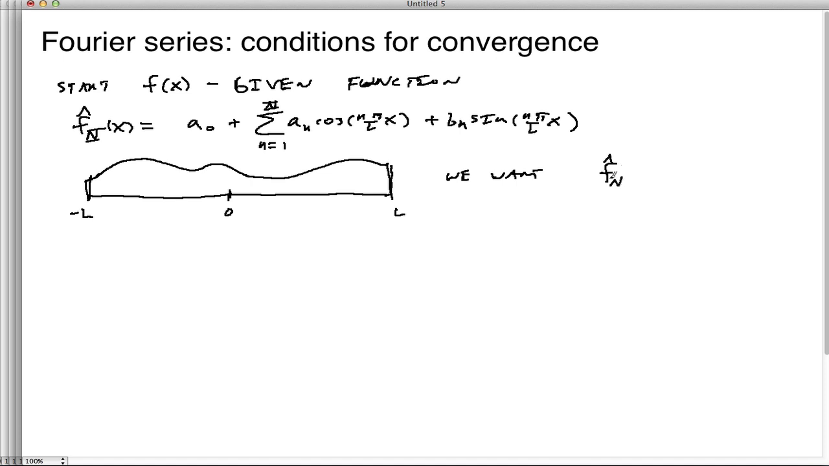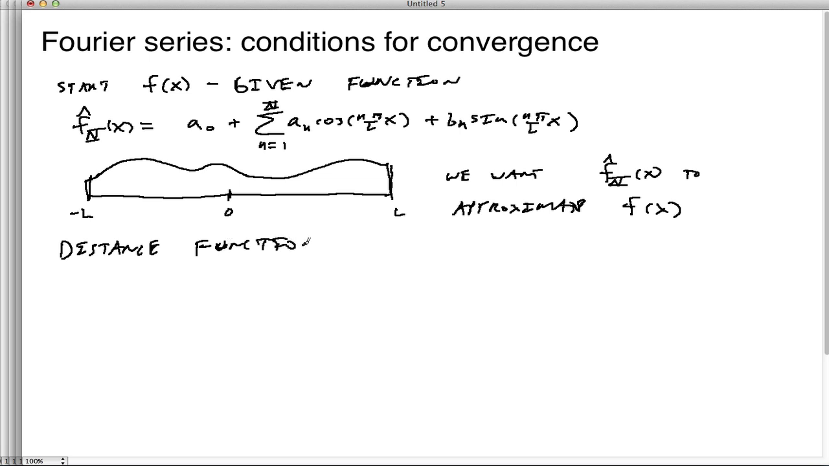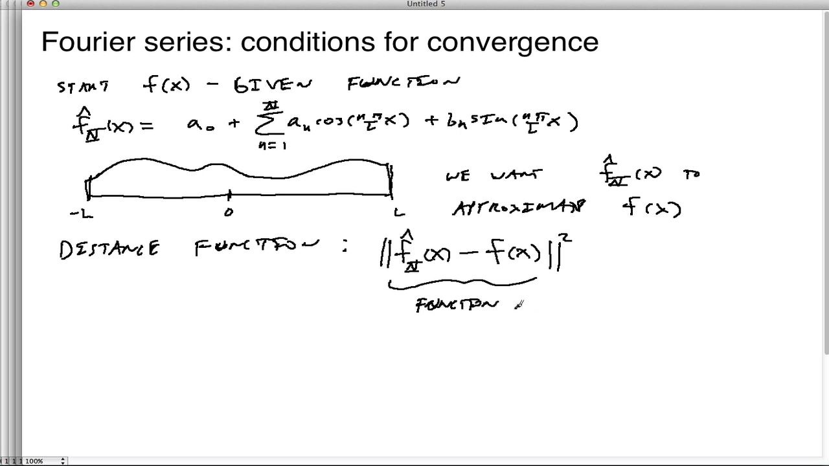All right, so what we want is for f hat n to approximate f of x. We also have this distance function, which we use for our approximation. This distance function is usually called the function norm. In this case, it's squared, and that's just to simplify our calculations. It's equal to the functional inner product of f hat n minus f with itself.